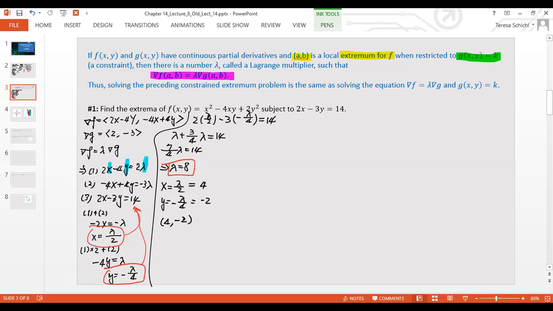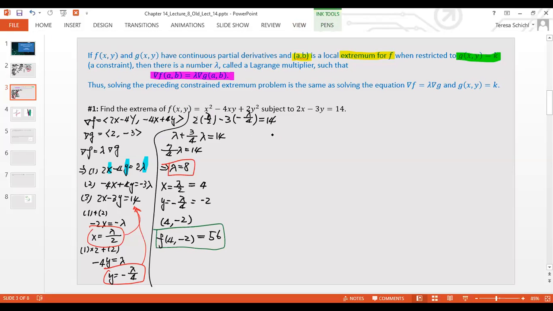At this point, I will either have the maxima or minima. So I substitute f of 4, negative 2 back to my function, f of x, y, and I will get 56 here, okay? So now we need to see: is the 56 the maximum number or the minimum number? So let's take a look here.